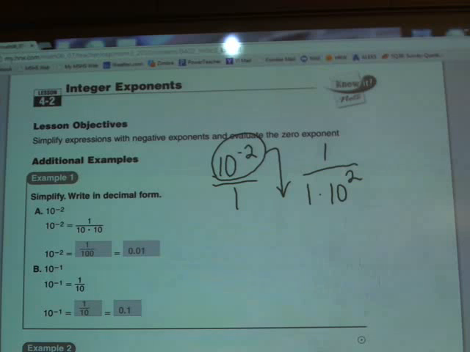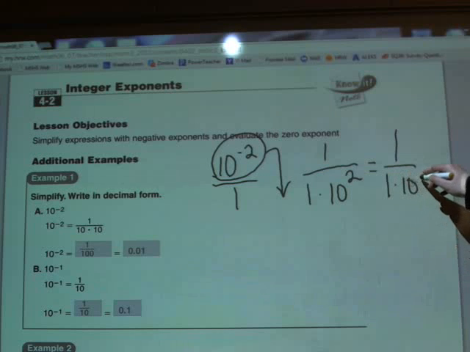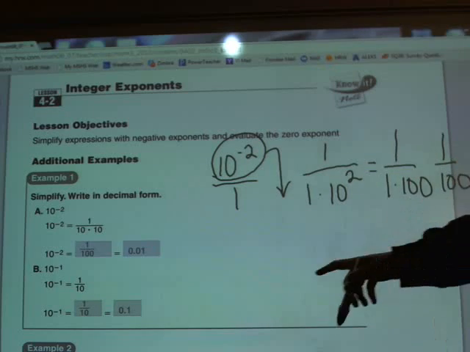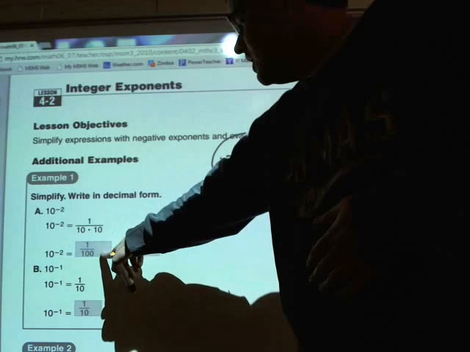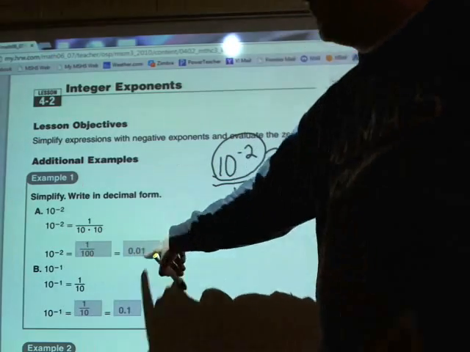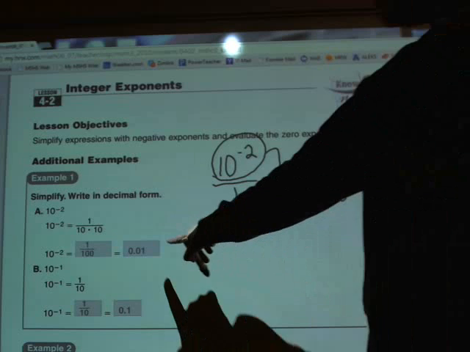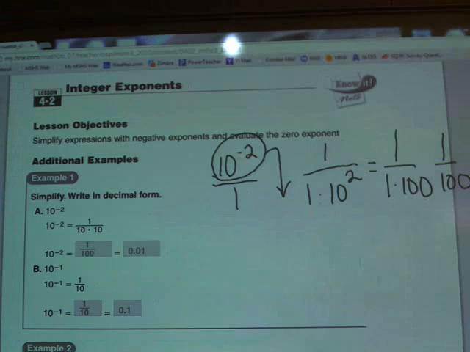Now, 10 to the second is something we can solve. 10 to the second is the same as 10 times 10, of course. 10 times 10 is 100. So this is equal to 1 over 1 times 100. And that's just going to simplify to 1 over 100. Since they asked for decimal form, you divide 1 by 100 and get 0.01. So obviously we've given definition to the hundredths place. We have 1 in the hundredths place with 0.01.